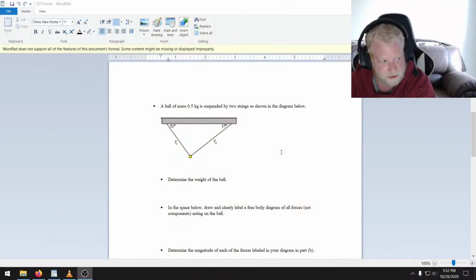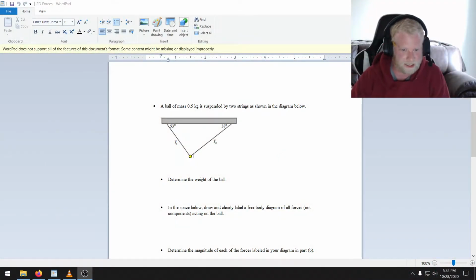All right, let's take a look at more complex force problems. Now, if you take a look at the document that's going to be uploaded along with this video in Google Classroom, you'll see in question 3 a problem that looks like this, where you've got a ball suspended by two strings that will be exerting two forces, tension 1 and tension 2. One of them is 37 degrees below the roof level, and one is 53 degrees below the roof level.